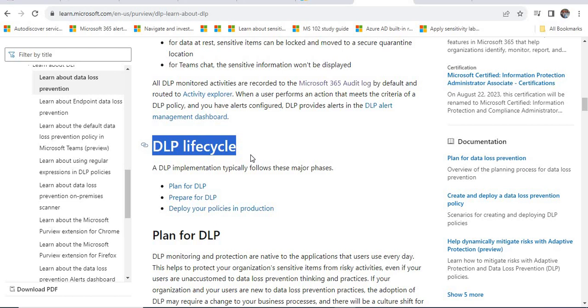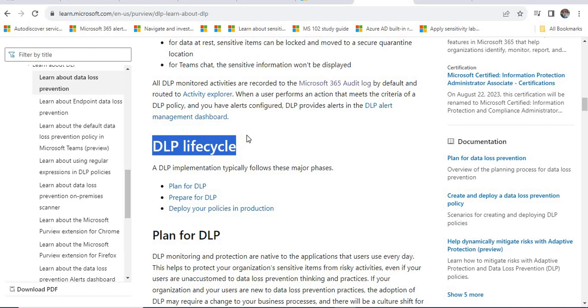Why am I saying this? Because when you configure a DLP policy, you have to identify which data is sensitive and confidential. You have to protect only that data, not all data. If you protect all data, various users in your organization will be affected by this service. So first you have to plan to implement this service. Here: plan for DLP, prepare for DLP, and deploy your DLP policy in production.